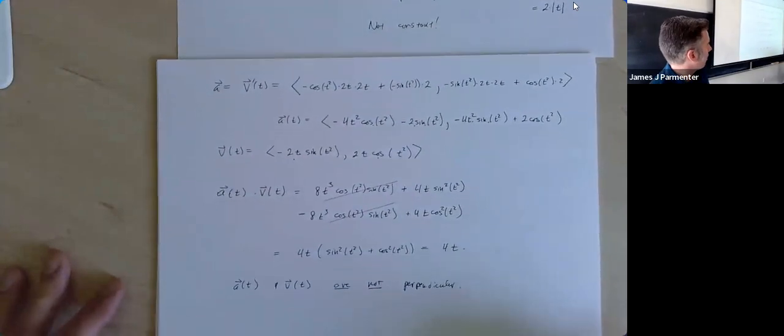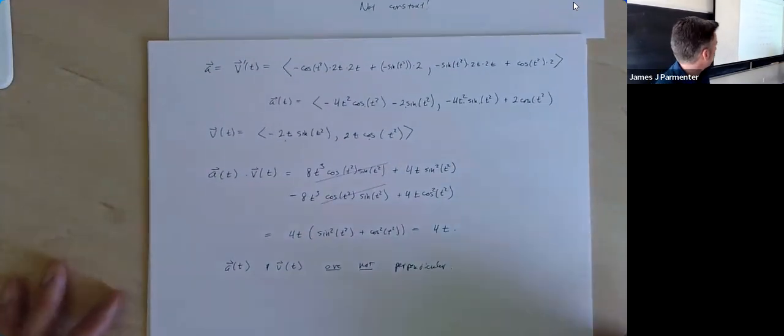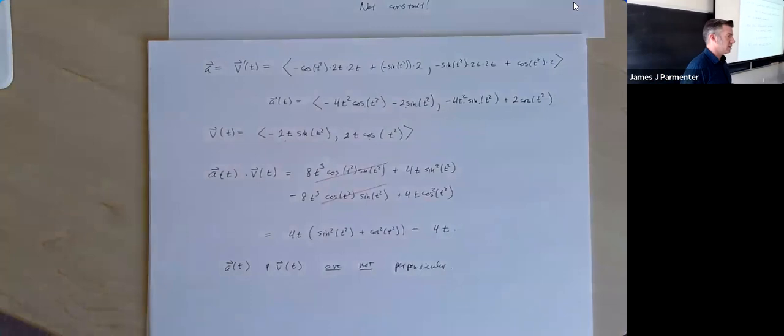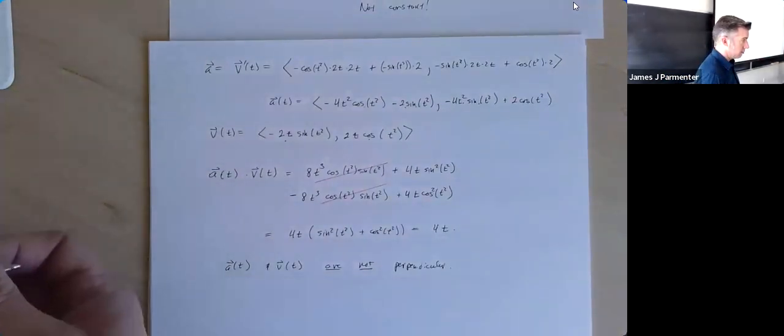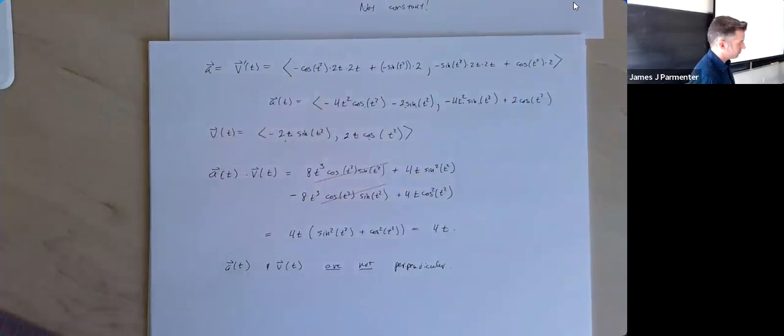And I believe, although you should probably check it out for yourself, you do get acceleration and velocity being perpendicular to each other when speed is constant. When speed is not constant, you don't get that. All right, that is enough for today.